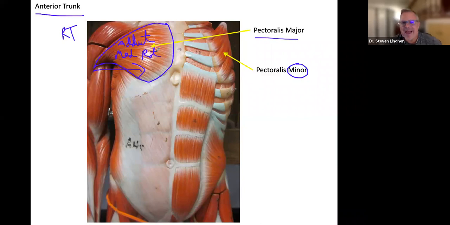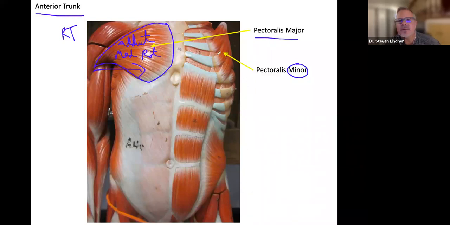Now, if you're ever asked actions on an exam, you can't just write flexion, extension, internal rotation. You have to put the part that it's moving. So if it asked Pec Major, you would say arm adduction, arm medial rotation. You have to put the part of the body it's moving, not just the action.